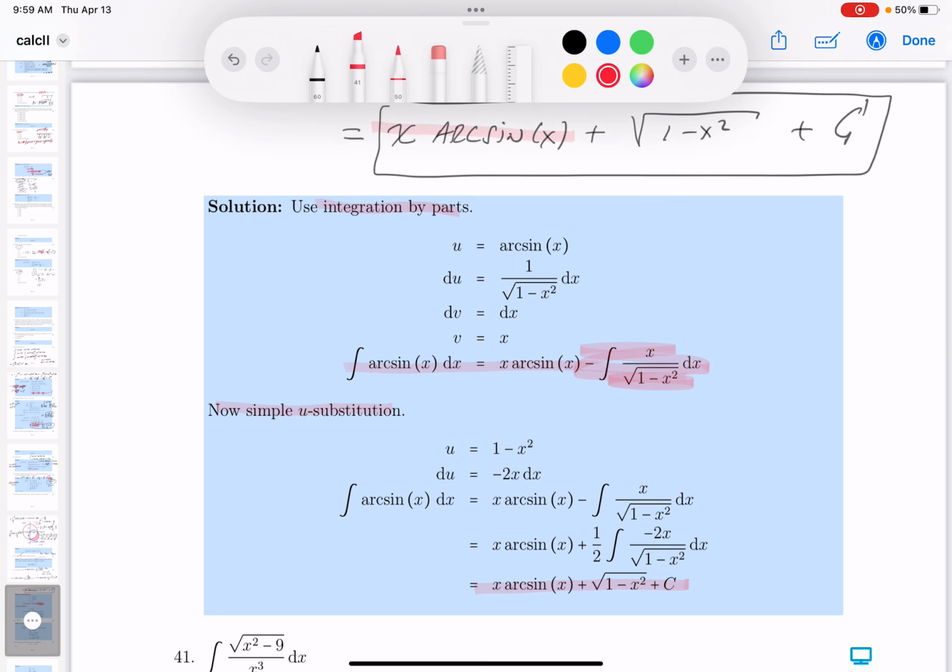I do see the x times the arc sine of x. I do see this over here, and I do see the plus c. And we're good to go.